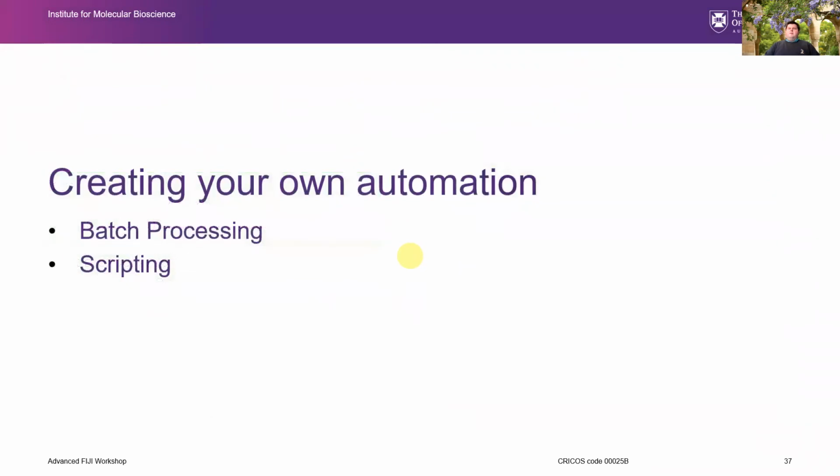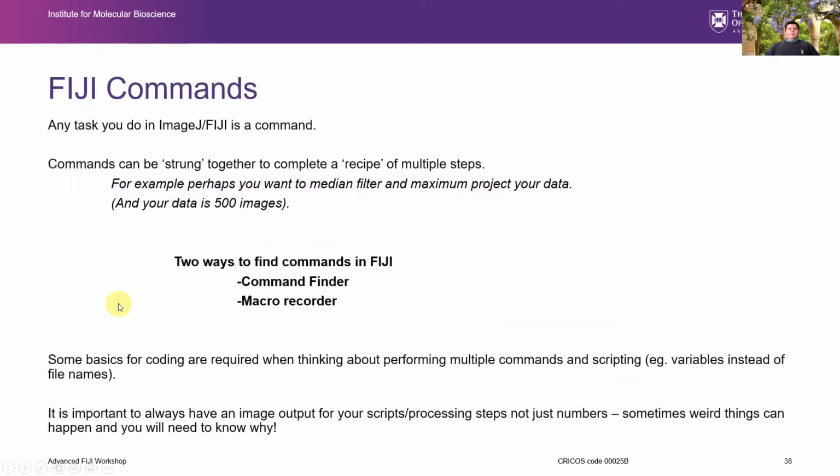But maybe you want to create your own automation. And you can do this in two ways: the batch processing method I described earlier, or by generating scripts. In FIJI, everything that you do is usually a command. Commands can be strung together into a type of recipe for multiple steps. So perhaps you want to run a median filter and then max project your data. And your data here is 500 Z-stack images.